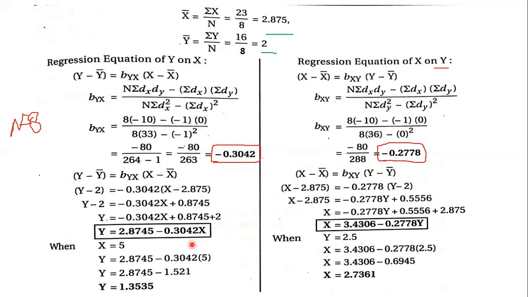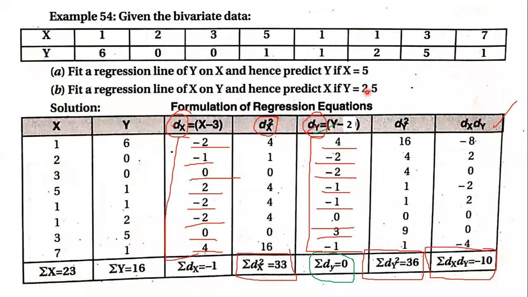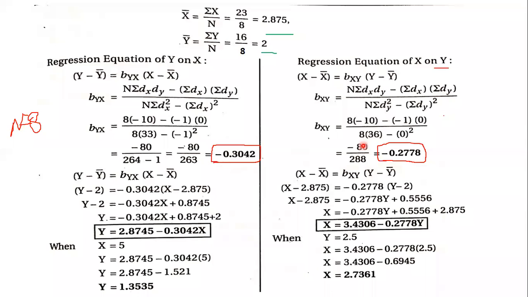Now, similarly, they have asked us for x on y. That is, fit a regression line of x on y, we have done this, and hence predict x if y is equal to 2.5. So if you substitute y as 2.5, you will be able to get the value of x, that is nothing but 2.7361. Clear?